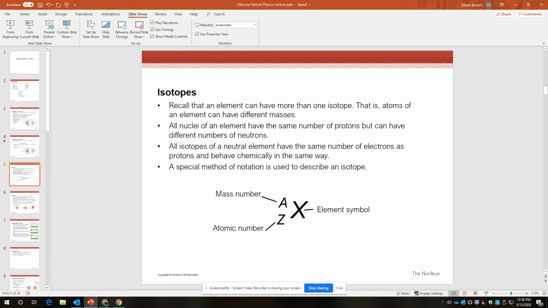A special method of notation is used to describe an isotope, where you give the element symbol in large print, and then to the left and top, you indicate the mass number. You remember that that's the total number of nucleons, protons plus neutrons. And then on the bottom left, you give the atomic number, the number of protons. That element symbol and atomic number are always coordinated. If it's carbon, then the atomic number Z is always 6, whether it's carbon 14, carbon 12, or some other isotope of carbon. Carbon 14 would have a mass number of 14, and it would have 14 nucleons, which means 6 protons and 8 neutrons.